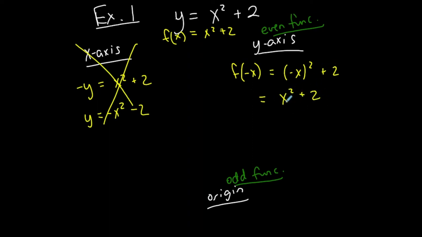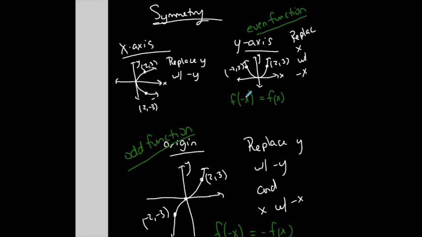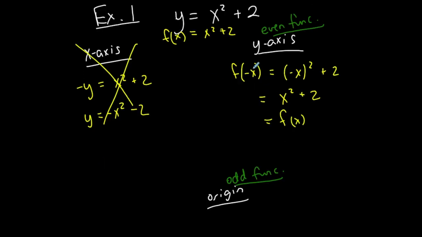And notice that after I simplified, this is the same. I keep forgetting that I can't see it over here. Notice that after simplifying, this is the same thing that I started with, right? It matches. X squared plus 2. It matches the original function. F of the opposite of x is the same thing as f of x. It passes that test, which means that this graph is symmetric to the y-axis, or it is also an even function. And I'll show you what the graph looks like real quick after this.